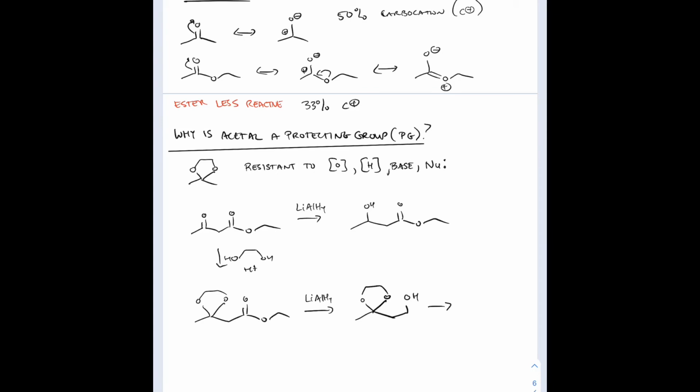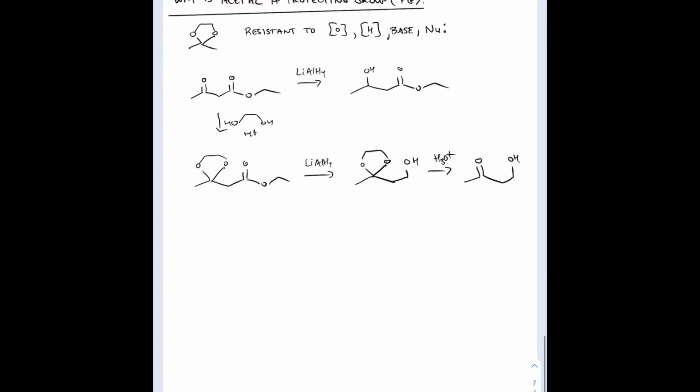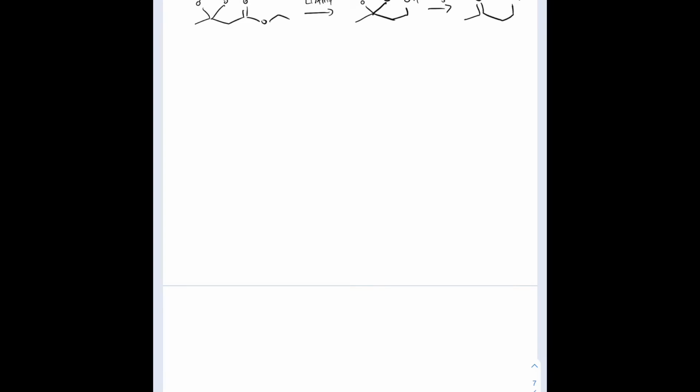And our acetal is untouched, which we can then hydrolyze with acidic water, and that gives us our ketone back as well as the alcohol. That's why acetals are so useful. That's why they're good protecting groups. They're so resistant to other chemical reactions. All right, so let's take a look at cyclic hemiacetals.